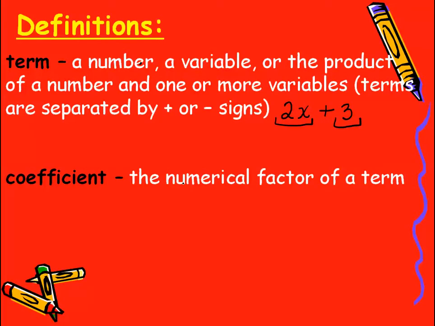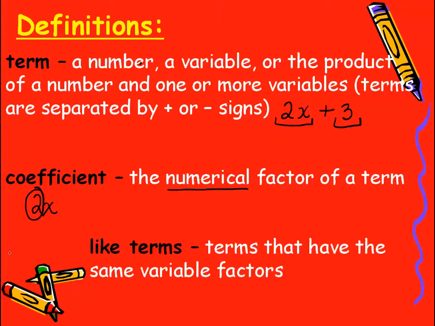Coefficient. The coefficient is the numerical factor of a term. For example, if we look at the 2x in the problem above, the 2 is considered the coefficient because it's the number or numerical factor of the term. In other words, when a number is multiplied with a variable, that number in front is called the coefficient.